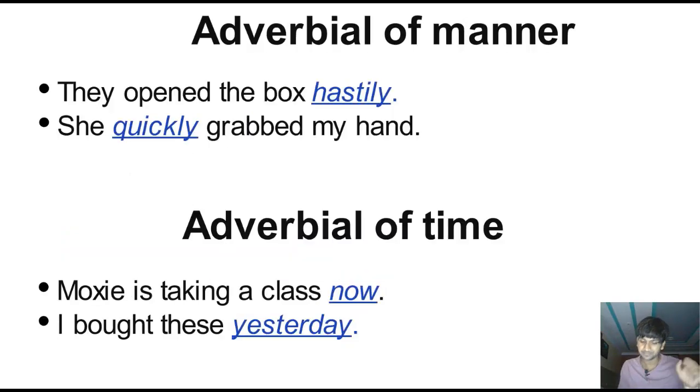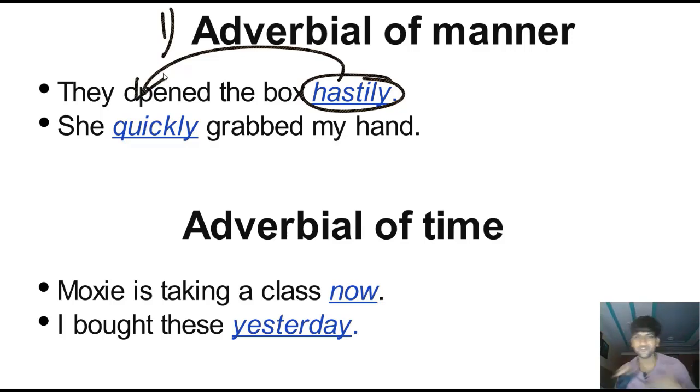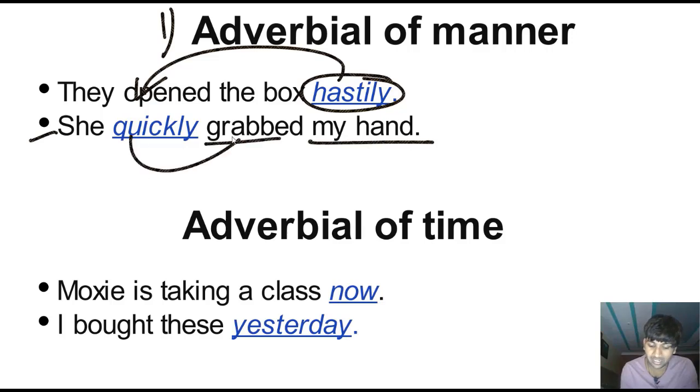Let's understand them. Number 1, adverbial of manner. These adverbials talk about the manner in which something happens. They opened the box hastily. They opened the box in what manner? Hastily. So hastily is an adverbial of manner that is giving information about the verb opened and talking about in what manner the action happened. She quickly grabbed my hand. Again, talking about the manner in which the action happened.